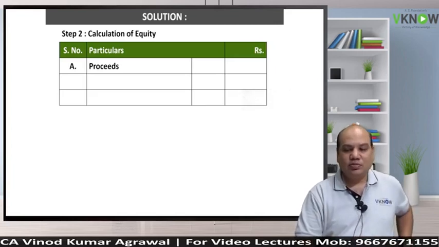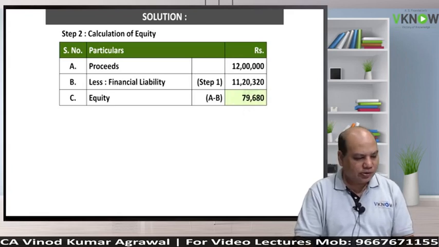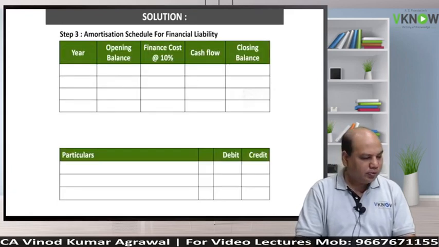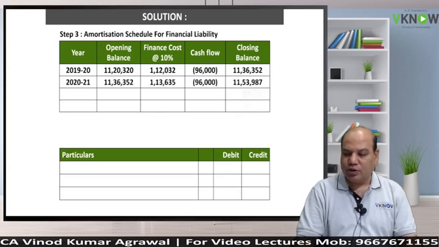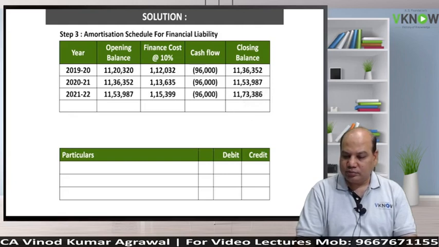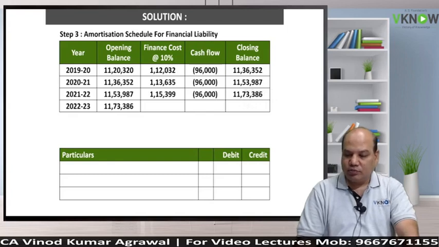Now compute the equity. Equity will be the balancing figure: proceeds minus liability, 79,680. Then we'll prepare the amortization schedule. Start with 11,20,320. Take 10%: 1,12,032. Deduct the cash flow. Balancing figure for next year: 11,36,352. Take 10%. Deduct 96,000. Balancing figure: 11,53,987. Finance cost 1,15,399. Paid 96,000.